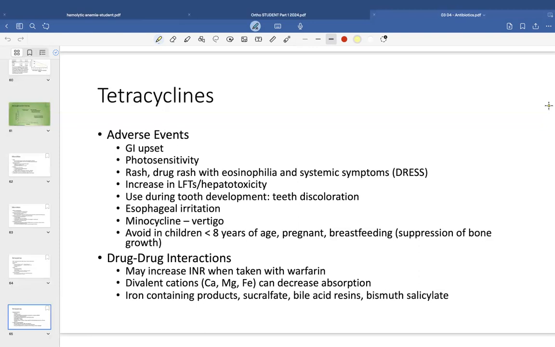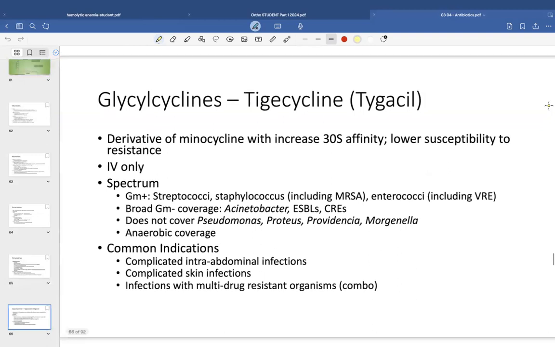Related to those is tigecycline, which is a glycylcycline agent. Again, it works on the 30S subunit. Tigecycline, though, is an IV drug. It's used more for severe systemic infections, particularly those with, say, multi-drug resistant organisms, GI infections, etc.